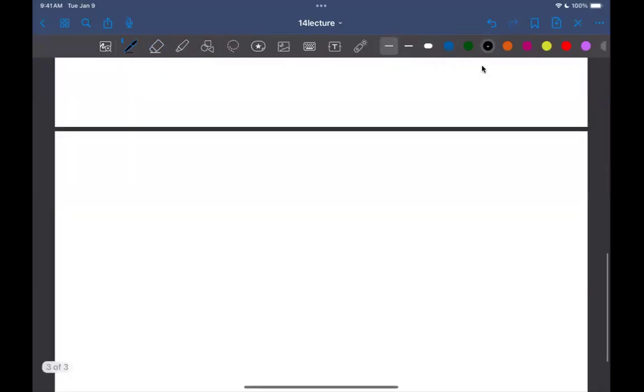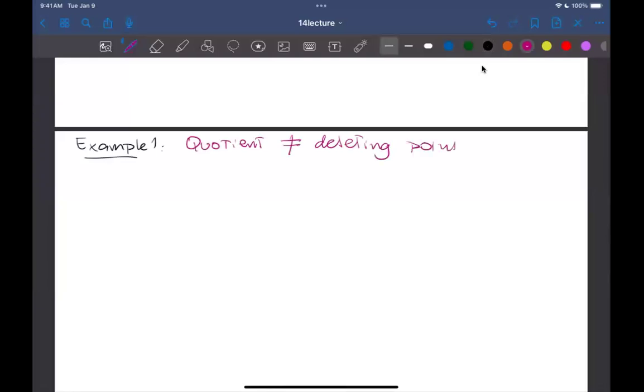For my example one, I'm going to recall something that we already discussed. So the main idea of this example is that quotienting out by an equivalence relation is not the same as deleting points in the space, and I want to explain that to you.